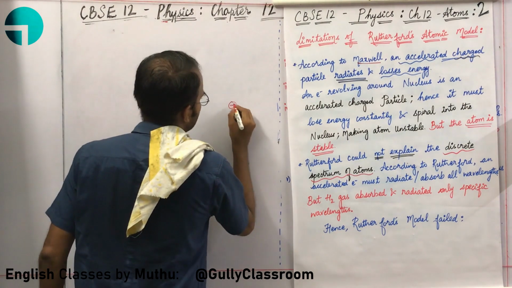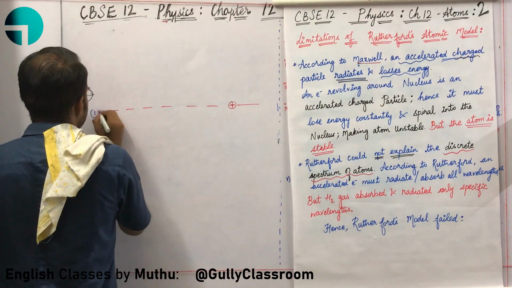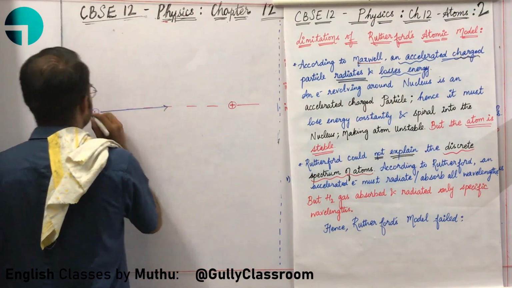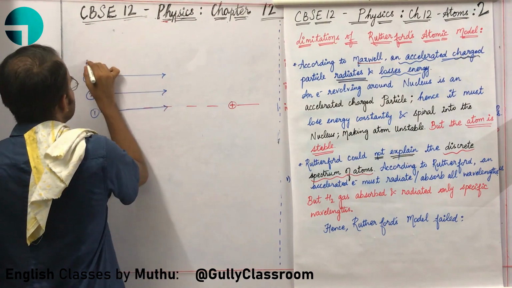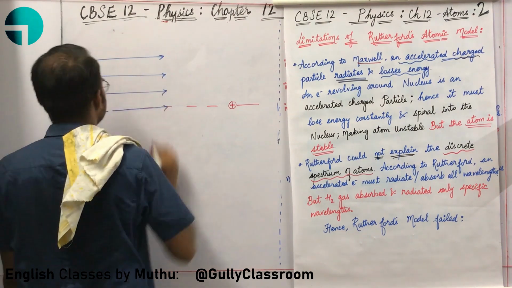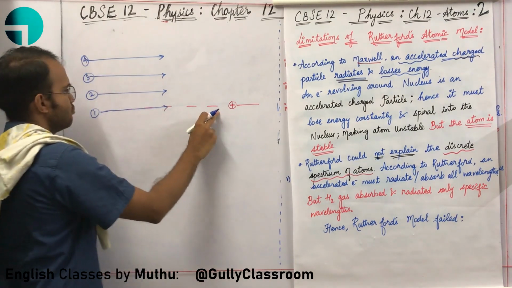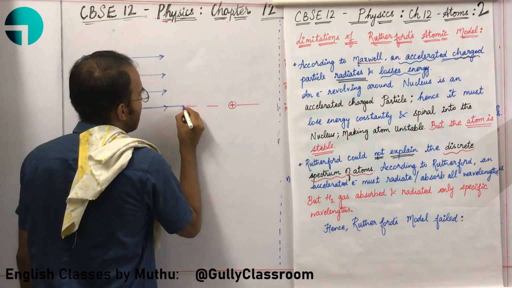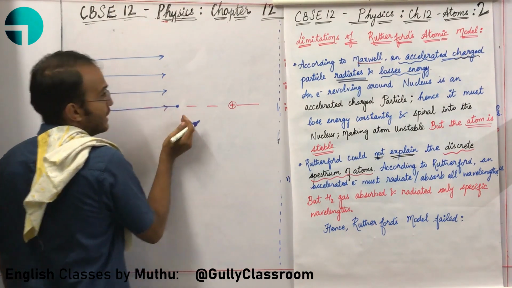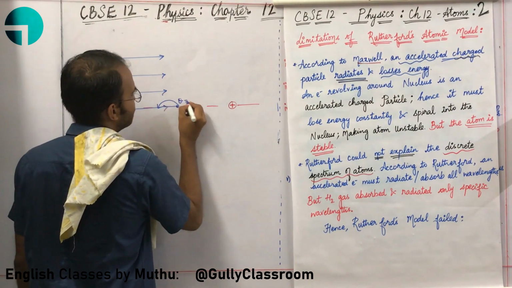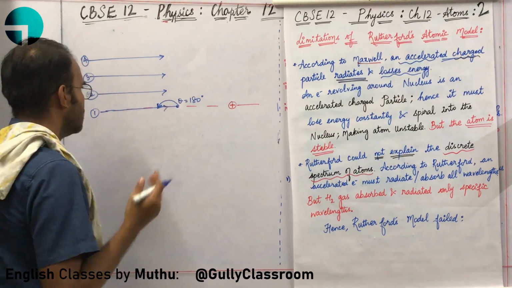Let us say this is my nucleus. With respect to the nucleus, let us say an alpha particle is coming in path 1, another alpha particle is coming with respect to path 2, and another with respect to path 3 and path 4. Because the alpha particle in path 1 is straight to the nucleus, it is facing a lot of repulsion, and at a point it simply stops and turns back, resulting in a scattering angle of theta equal to 180 degrees.